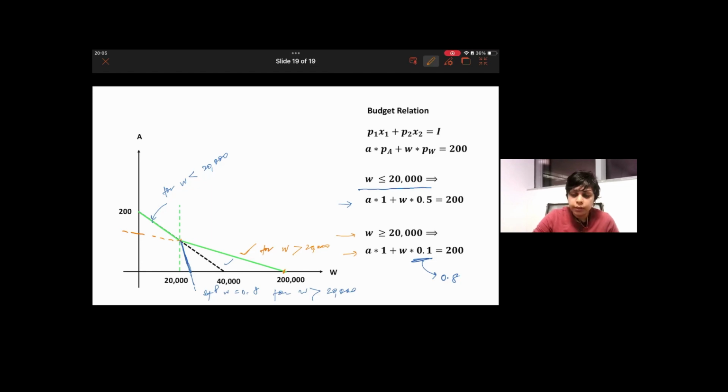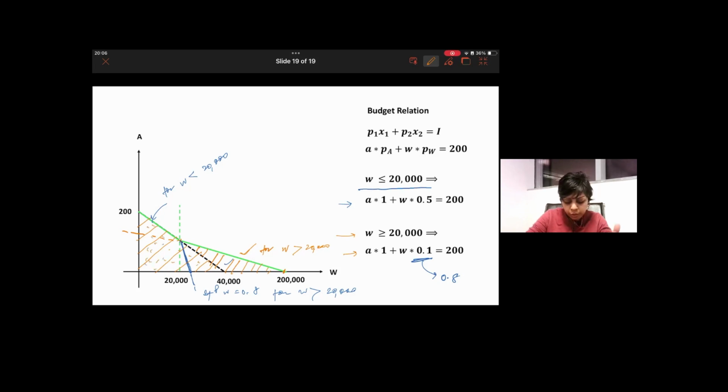what is happening to your budget set? It's increasing, right? Earlier, if there was no change in price, this would be your budget set. Now, because the price has reduced after 20,000, all this part is also your budget set. It is getting included in your budget set, and that stands to reason, right? Earlier you were only able to consume this part, till here.